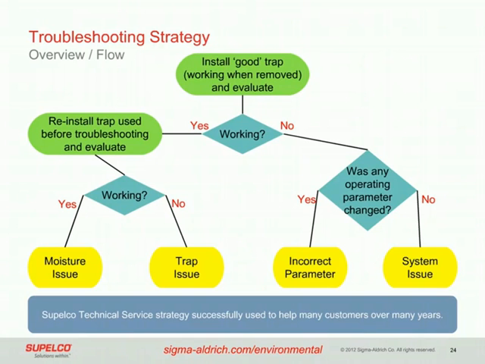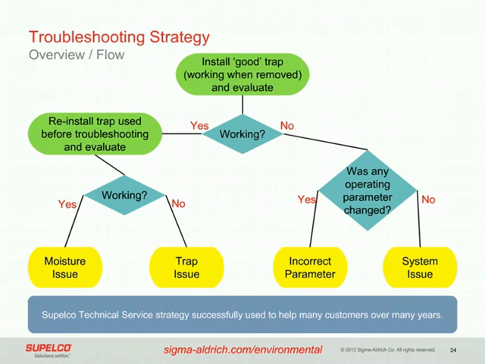And so whenever we have a problem, and this is a strategy that our technical service group has used to help many customers over many years, is to go back and install that good trap. That was a trap that was working when it was removed. You've stored it properly. So reinstall that good trap. So we're going to try to eliminate where the problem is, and we're going to evaluate the system with a standard or whatever it is you're running. And we're going to say, is that system now working?